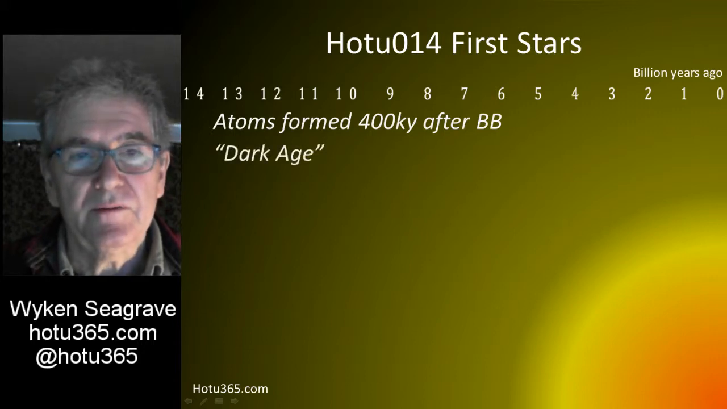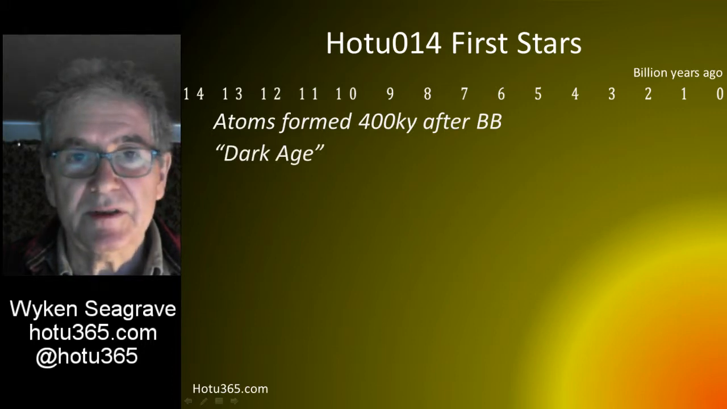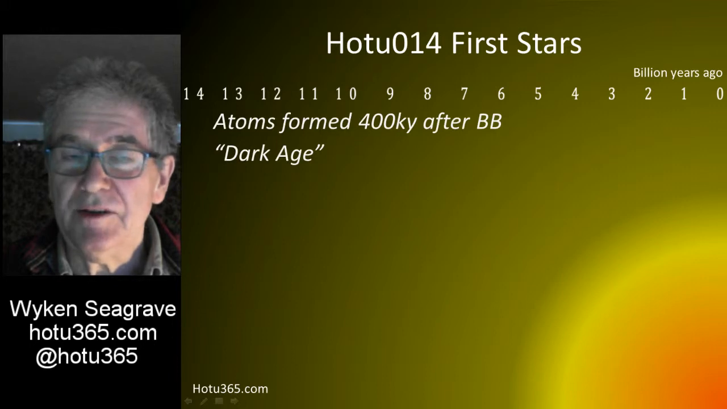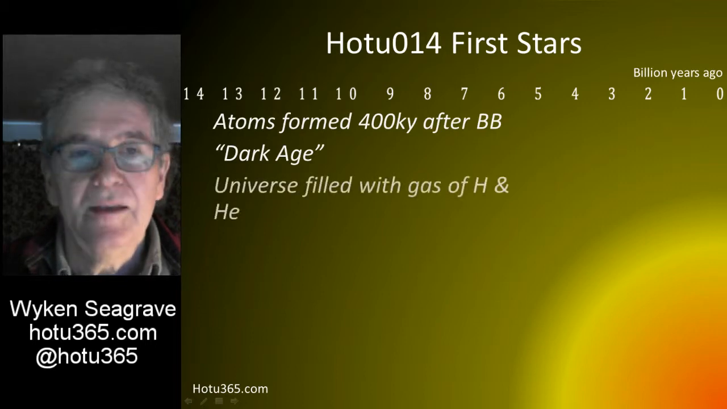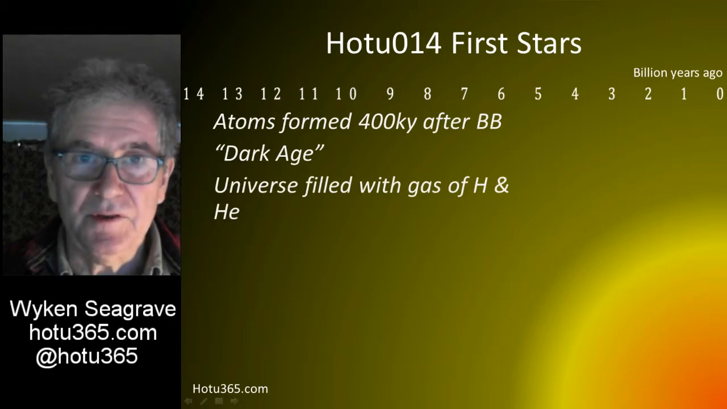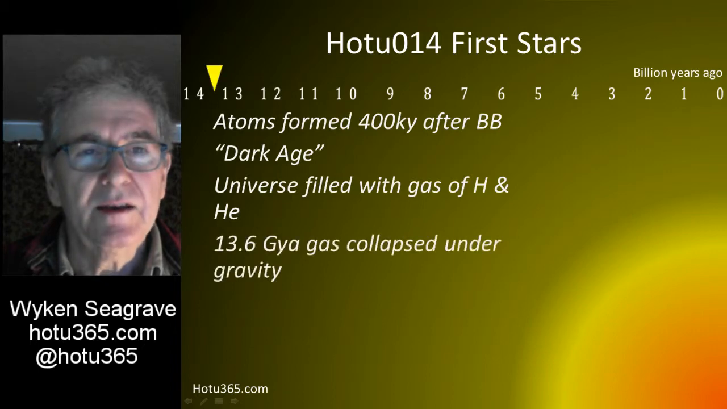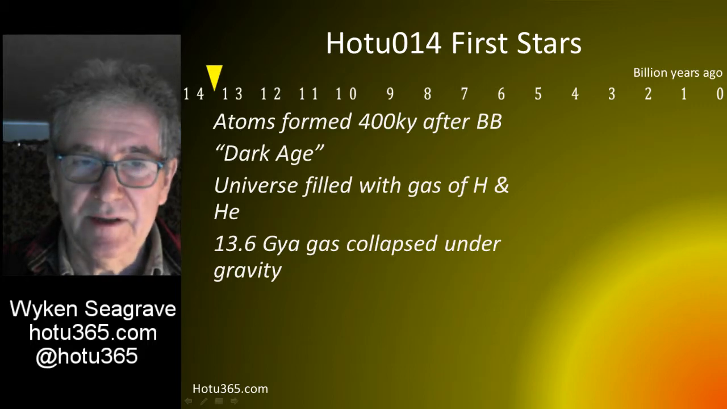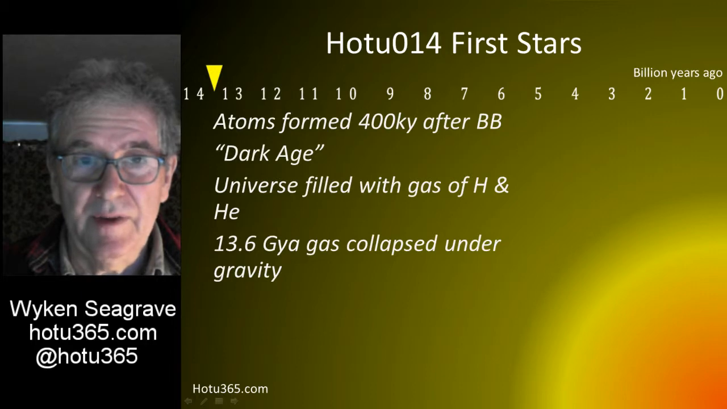What followed is called the Dark Age because there were no stars. The universe was still filled with the radiation left over from the Big Bang, which was getting weaker as the universe expanded, but there were no bright objects. The universe was filled with the gas of hydrogen and helium, which we saw forming in episode 12. So we move forward about 200 million years to 13.6 billion years ago.